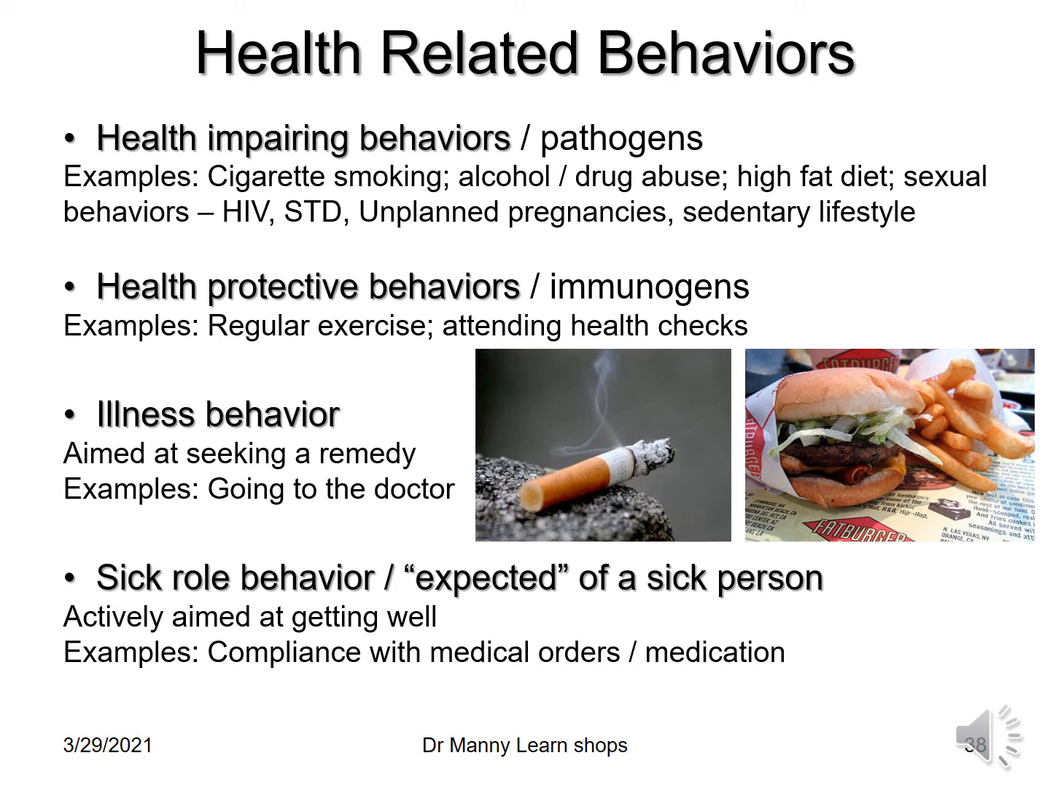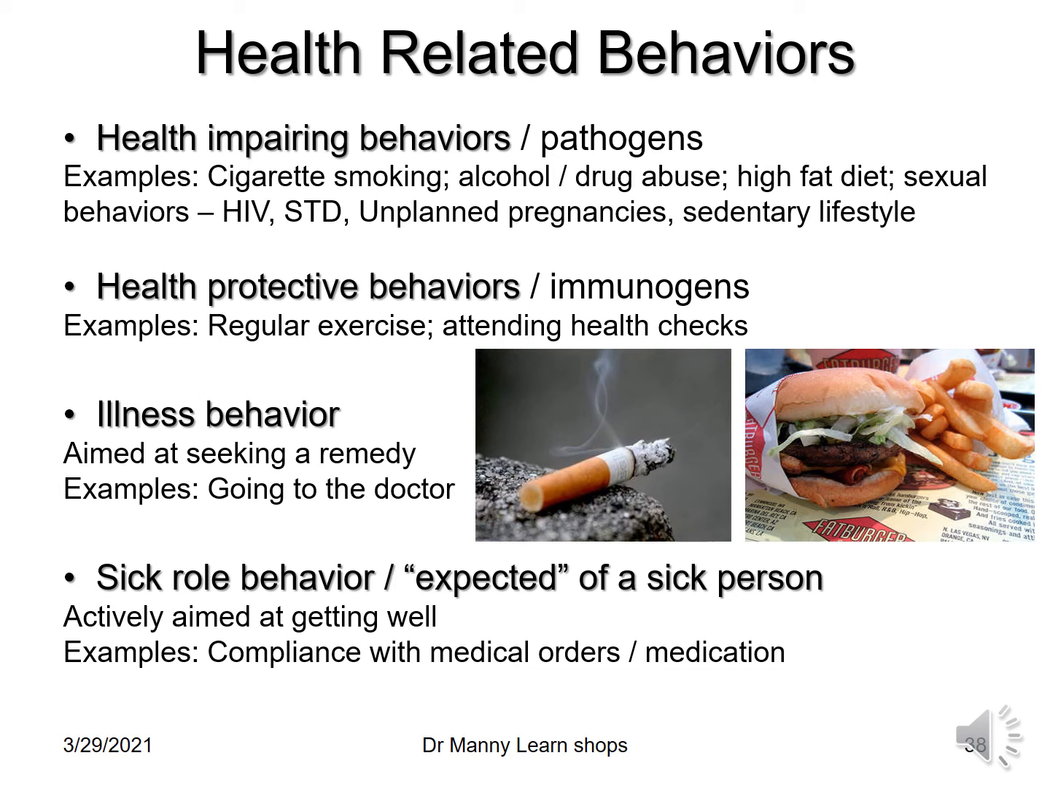Let's look at health-related behaviours. There are health-impairing behaviours as a consequence of certain pathogens. And the pathogen examples could be cigarette smoking, alcohol or drug abuse, a high-fat diet, promiscuous sexual behaviours which could cause AIDS or HIV, or sexually transmitted diseases, unplanned pregnancies, or just being sedentary in your lifestyle. Health protective behaviours, which are referred to as immunogens, are, for example, regular exercise, seeing your doctor on a regular basis, not smoking, not taking alcohol, watching your diet.